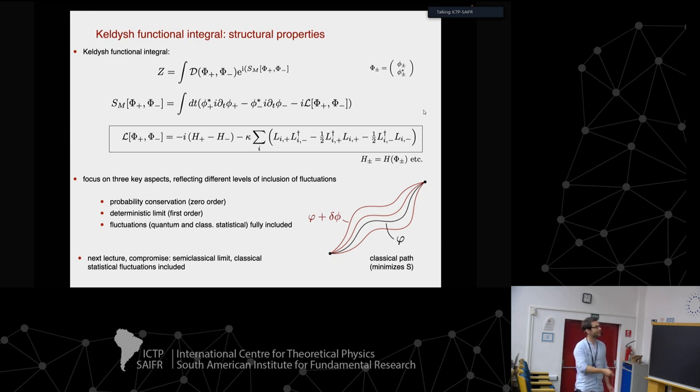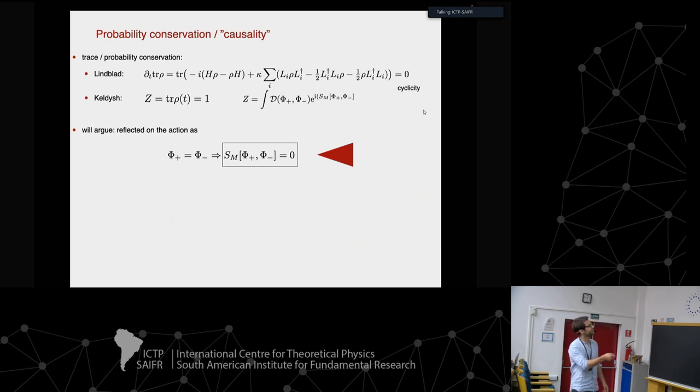So how is probability conservation reflected in this Keldysh functional integral language? Okay, so just a recap. Probability conservation in Lindblad was the property that the time evolution of the trace of rho vanishes, because of cyclicity. In the Keldysh language, the same property is stated as the normalization of the Keldysh partition function. So it's just unity, although we can represent this unity in very complicated, but as I will argue, useful ways.